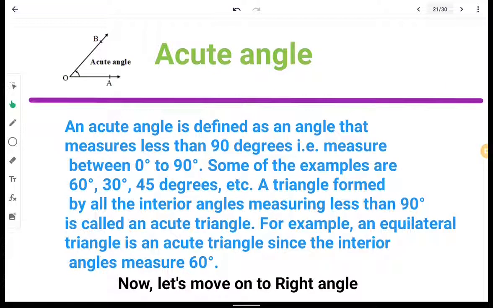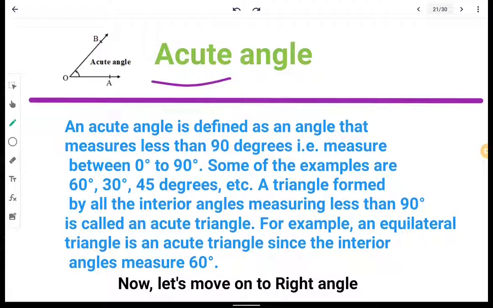Acute angle. The acute angle is defined as an angle that measures less than 90 degrees. That is the measure between 0 degrees to 90 degrees. Let me tell you one thing. Acute: if you take off the A and take the cute, you can tell a baby is cute. So you can say that an acute angle is a baby angle. That's why it's between 0 degrees and 90 degrees. It's awesome to remember, right?